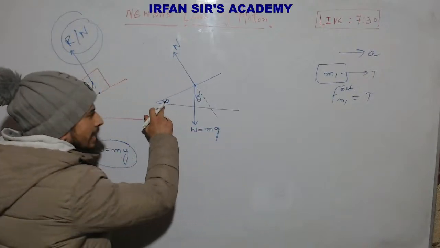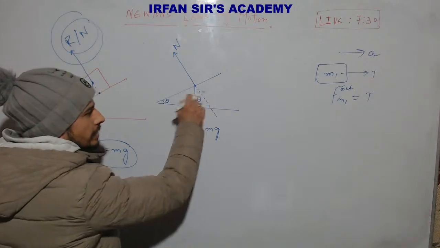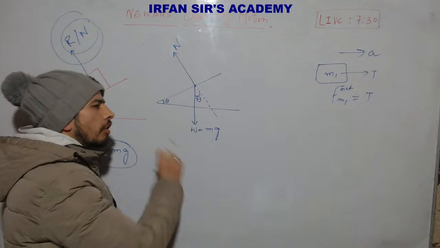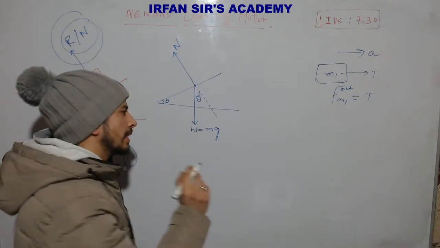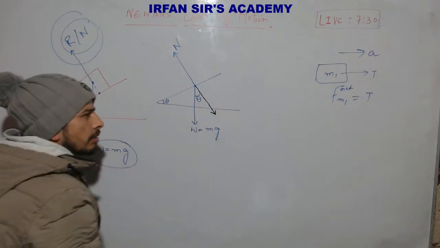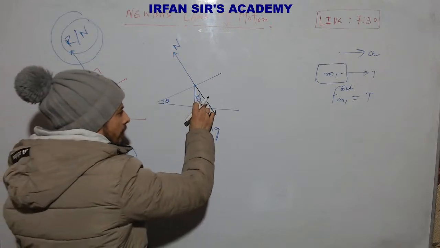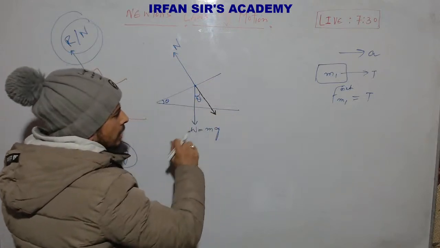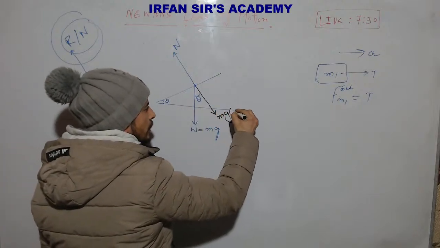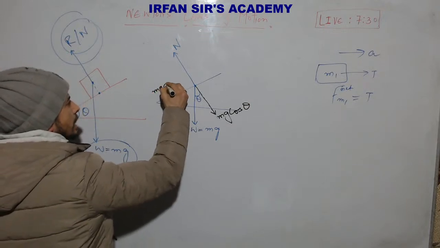Okay, if this angle is theta, then what is this angle? This angle is also theta. Now can you resolve this force? Yes, we can resolve any vector in two different directions: one is the horizontal component and the other is the vertical component. Remember that where there is a theta, there is a horizontal component. This is mg. This component will be mg cos theta. What will be this component? It will be mg sin theta.